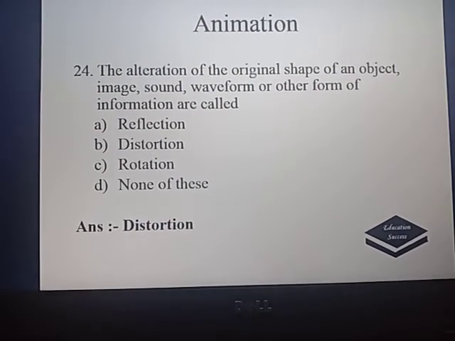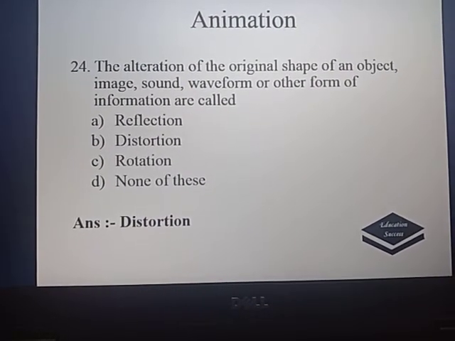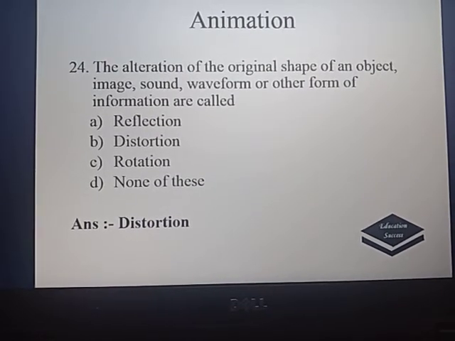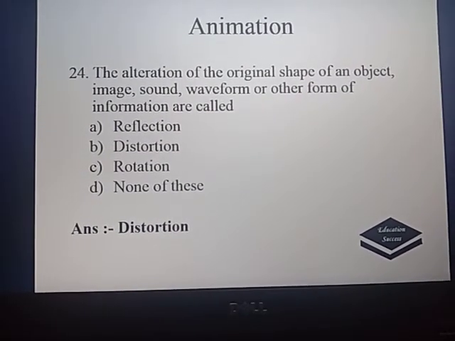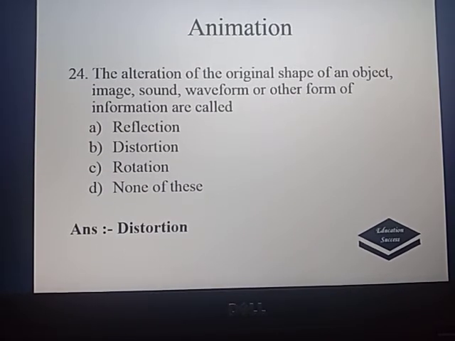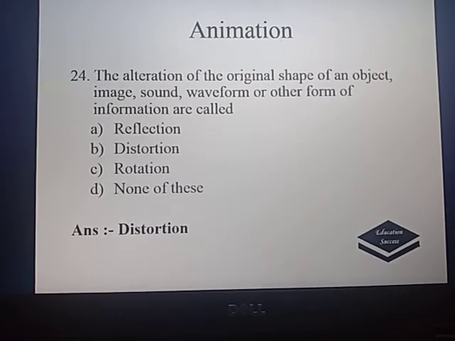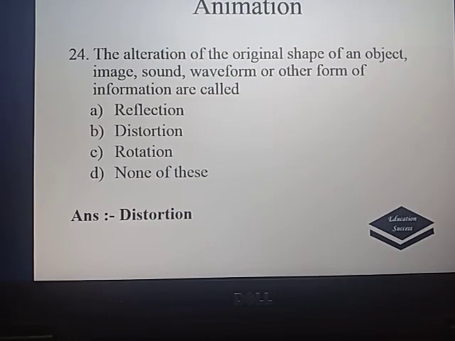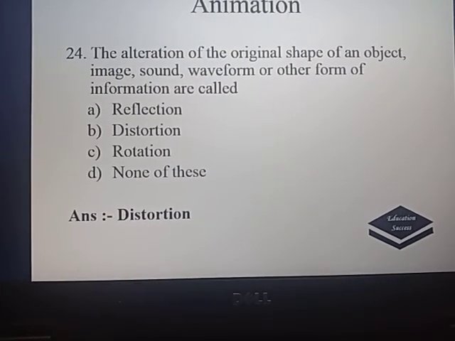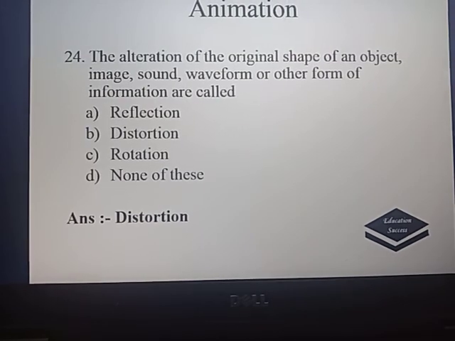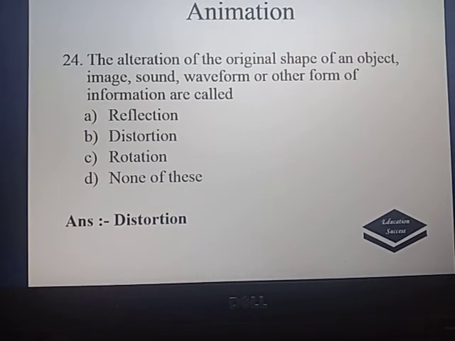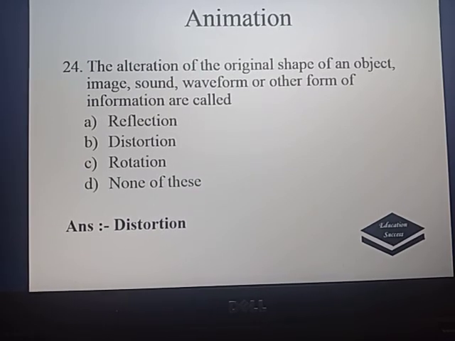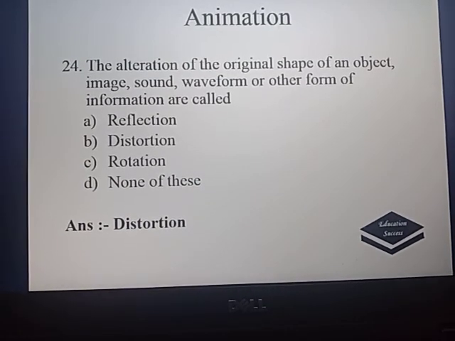The alteration of the original shape of an object, image, sound, waveform, or other information is called: reflection, distortion, rotation, none of these. The correct answer is distortion. Distortion means an alteration of the original shape of an object, image, sound, waveform, or other form of information.